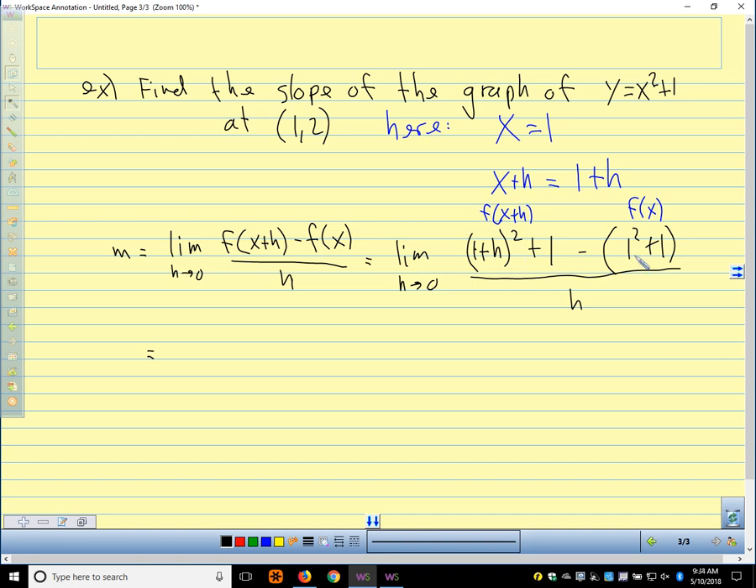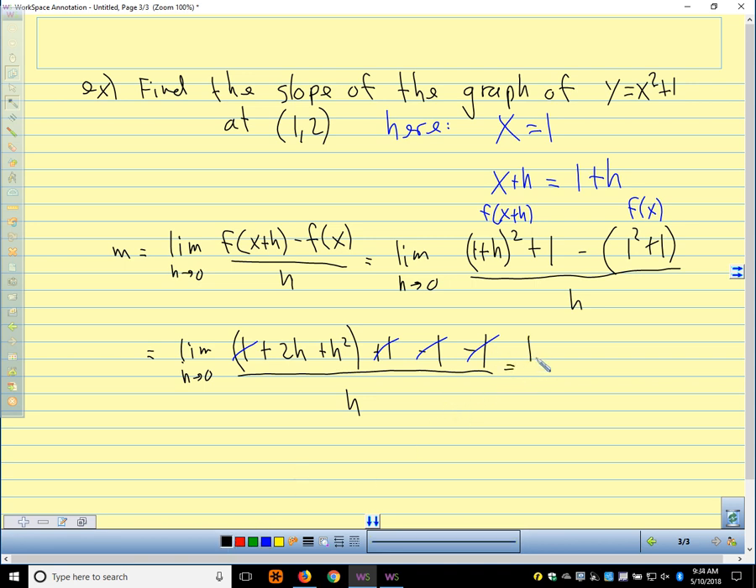So we're going to multiply this all out and cancel what we can cancel, all that kind of thing. So we're looking at the limit as h approaches 0. 1 plus h squared is 1 plus 2h plus h squared. So I multiply that out. Plus 1 minus 1 minus 1. I'm going step by step here, over h. Well, here I have a 1 and a minus 1 and a 1 and a minus 1. So those all cancel out.